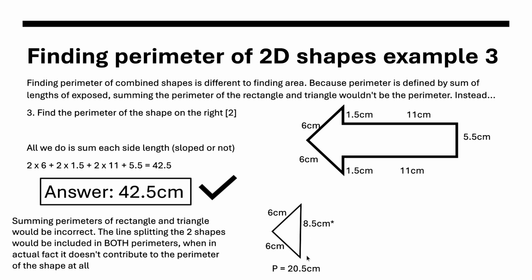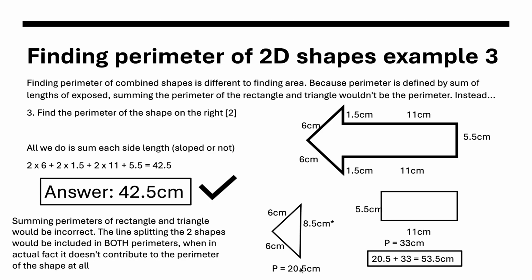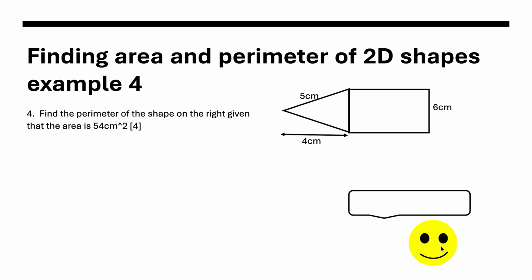Splitting it, we have this, the perimeter is 20.5 centimeters and the perimeter of the rectangle is 33. Adding them we get 53.5 centimeters, which you can see is 11 more than 42.5, which checks out when you realize that 2 times 5.5 is 11, so we've essentially included an extra two 5.5s here, which has meant our value is 11 higher than it's meant to be. Wrong.